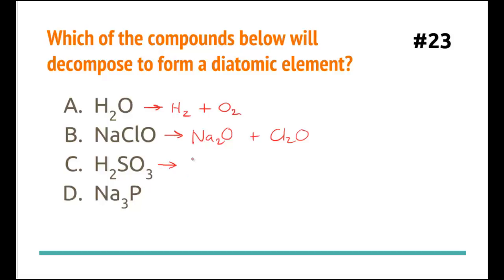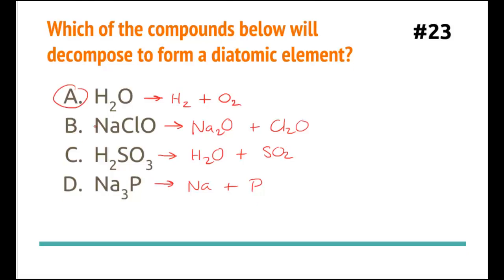H2SO3, that's an acid. It's going to break down to give us water and a nonmetal oxide, in this case SO2. Again, neither one of those is a diatomic element. And then finally, Na3P will break down to give us sodium and phosphorus. Two elements, but neither one diatomic. So our choice on 23 is A.